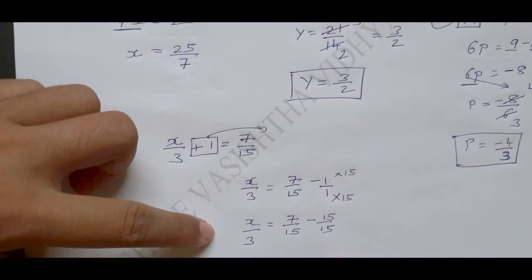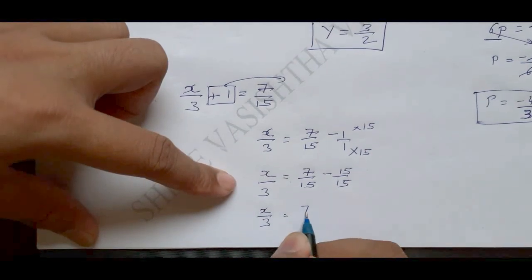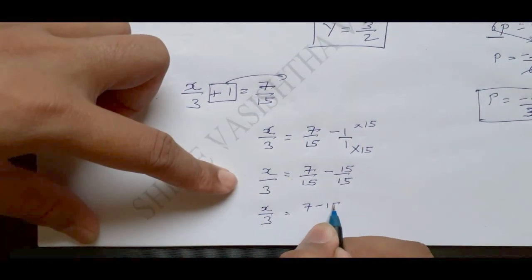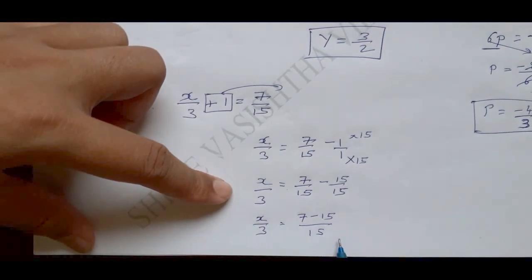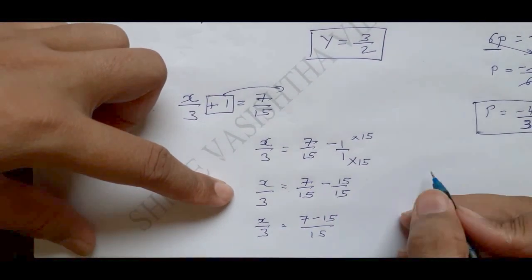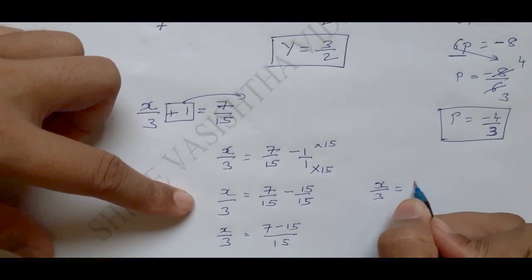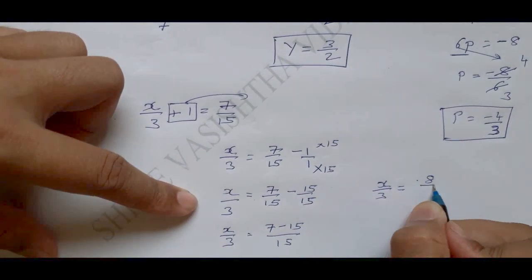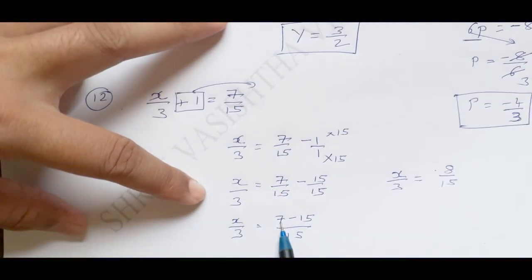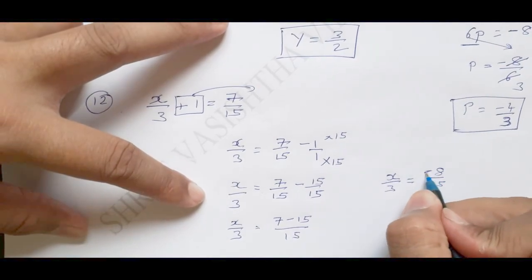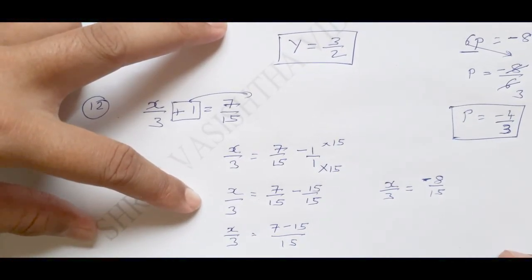Now both the denominators are same, so x by 3 is equal to 7 minus 15 upon 15. Now if we subtract 7 minus 15, we get the answer x by 3 equal to 8 upon 15. And again the same condition arises here, that 15 is greater, so we will get the sign minus, because plus minus minus, sign of the big digit.